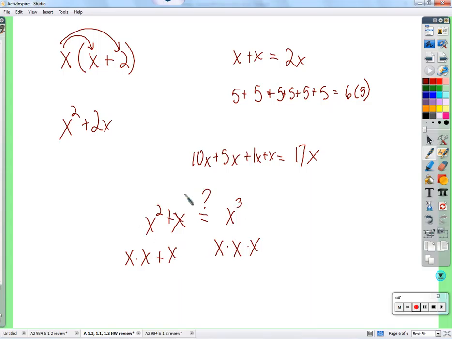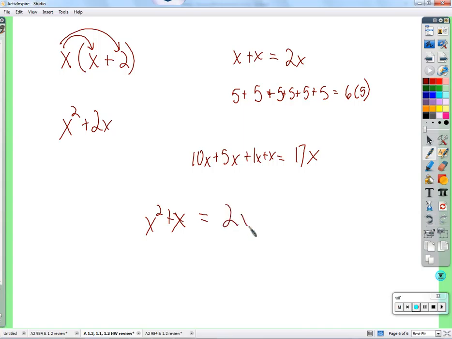Plus x. Will this be the same as this? No. If so, it's a coincidence. Mathematically, no. Any random number you pick is not going to give you the same thing. Pick 5. 5 times 5 is 25, plus 5 is 30. 5 times 5 times 5 is 125. Different.